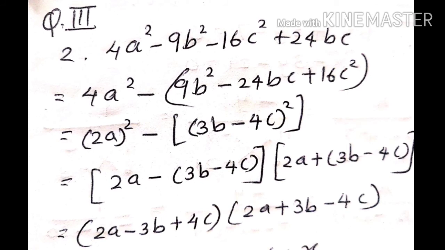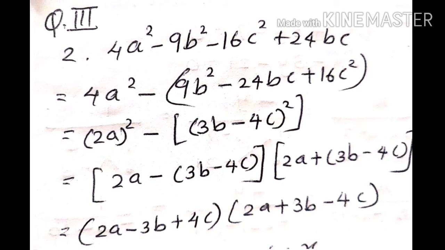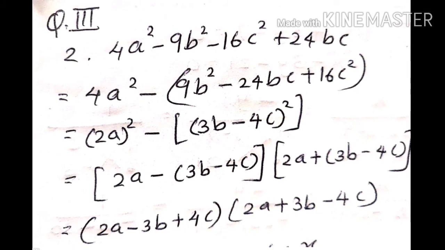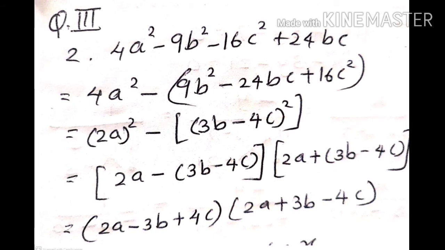So now a square minus b square type of identity. So 2a minus 3b minus 4c and 2a plus 3b minus 4c, and by opening the bracket we have two brackets, 2a minus 3b plus 4c and 2a plus 3b minus 4c.